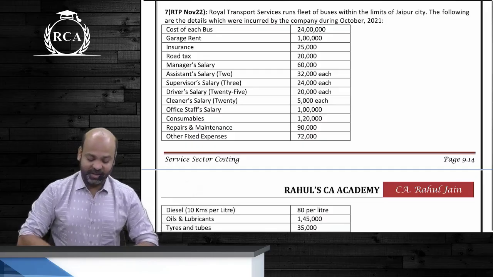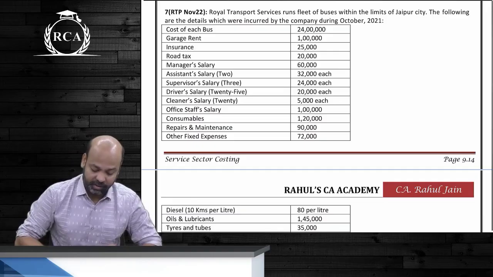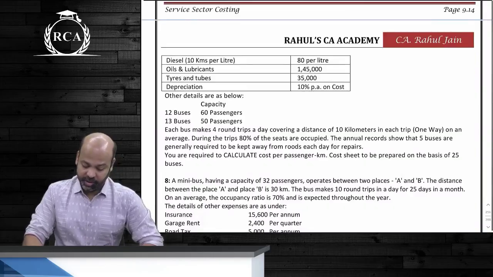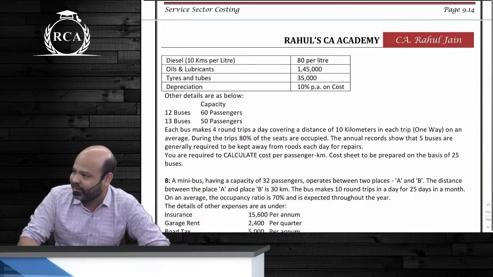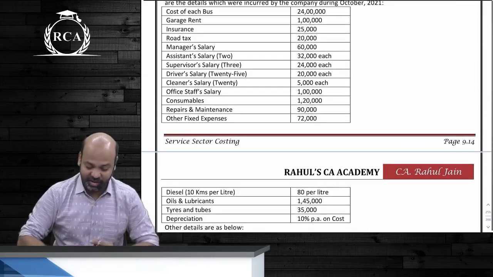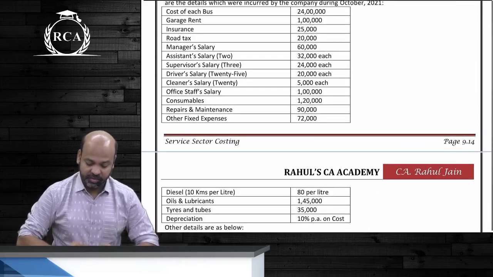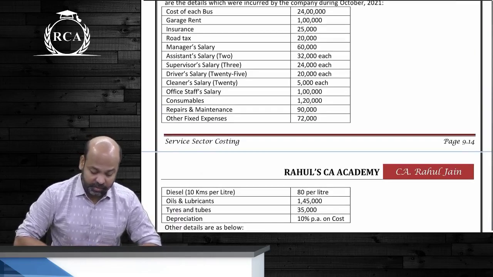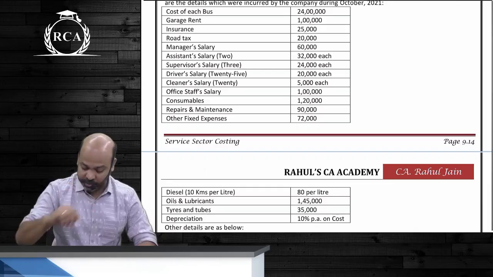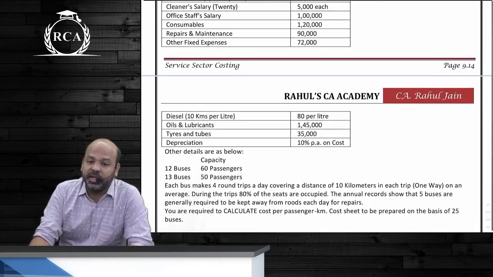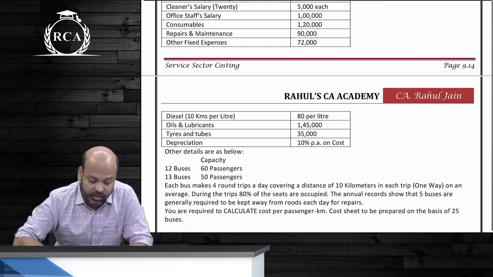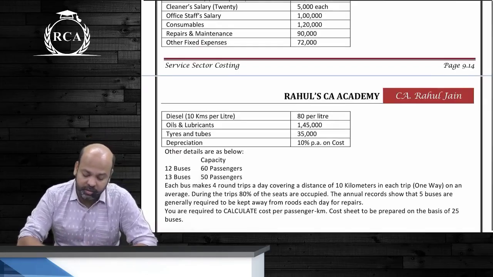So garage rent, beta, is 1 lakh, road tax, insurance, manager's salary, there'll be 2 assistants required, 3 supervisors, 25 drivers. The number of vehicles is given below, beta, 25 buses. Control. 20 cleaners are required. Office staff salary is given. Consumables are given. Repairs and maintenance. Other fixed expenses. Diesel is costing us 80 rupees per liter, and each liter will give us a mileage of 10 kilometers. Oil and lubricants are 1,45,000. Tires and tubes are 35,000. Depreciation is 10% per annum on cost.